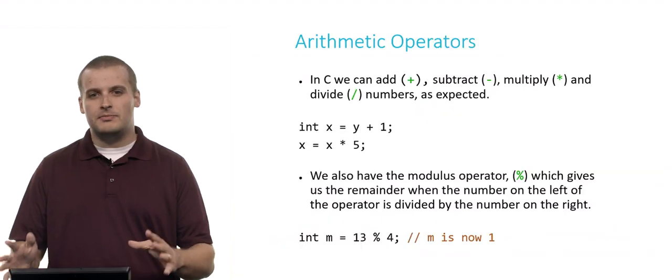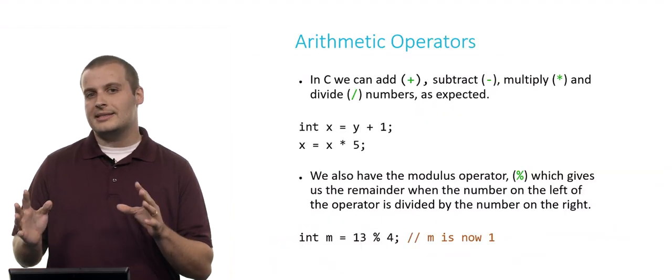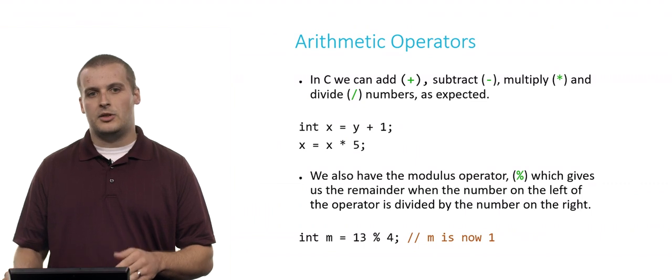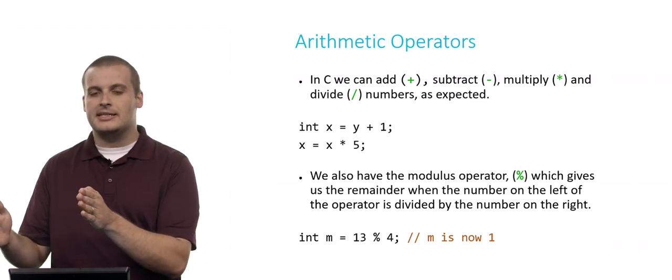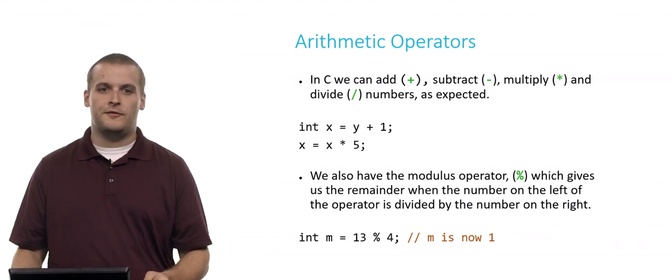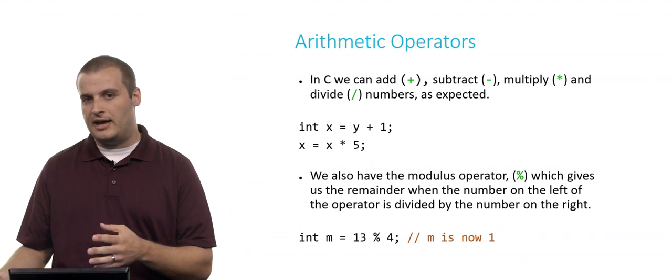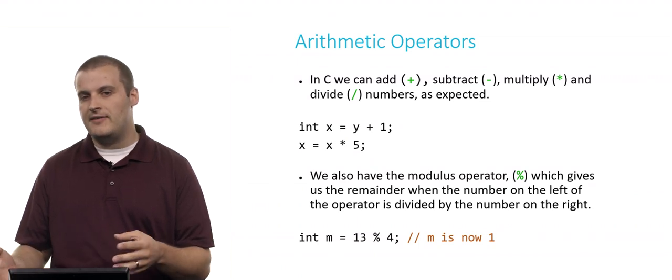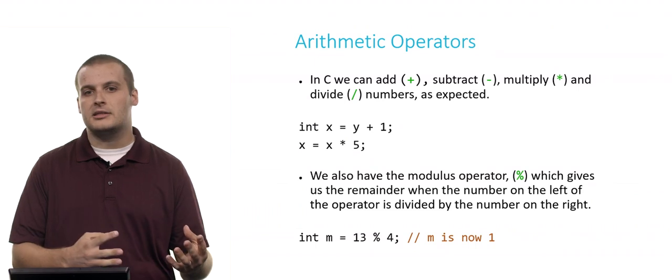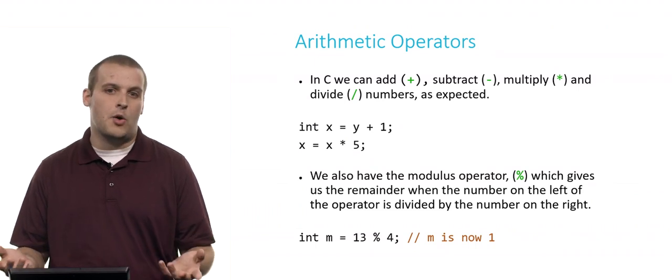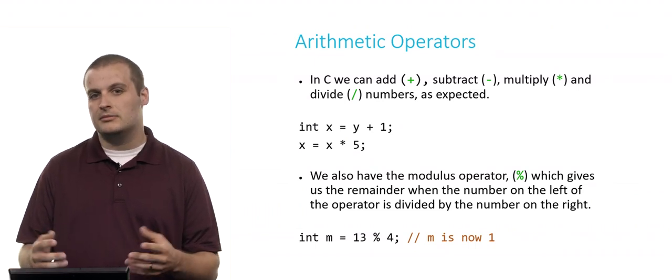Now, it's maybe a little confusing, but the way that assignment works in C is the value on the right gets assigned to the value on the left. So first we evaluate x times 5, so 11 times 5 is 55, and then we store that value in x. The 11 that was there before is now overwritten, so x's value is now 55.